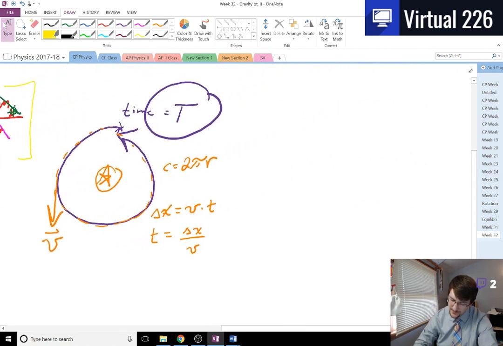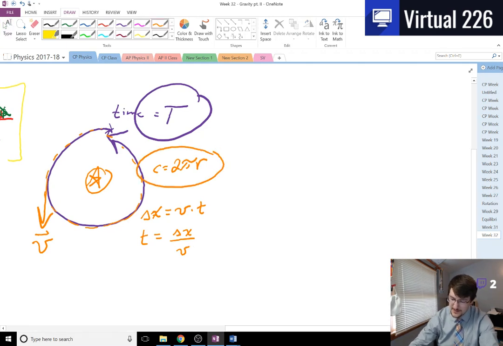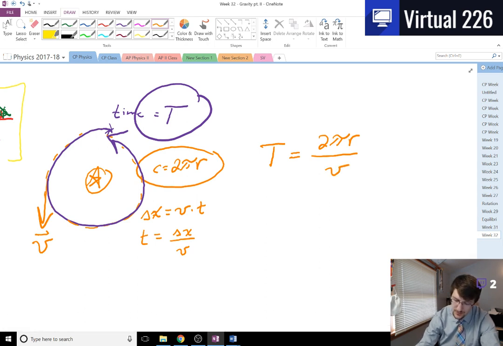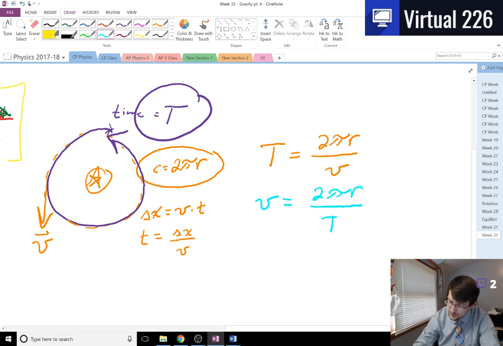In our case here, this circumference is what we're traveling through. That's our would-be displacement. So we can say that the period it takes for a planet to go around the Sun is equal to 2 pi r, where r is that orbital radius, divided by the velocity of the planet. What that really allows us to do is say that the velocity equals 2 pi r over the period. So we have this nice equation right here.